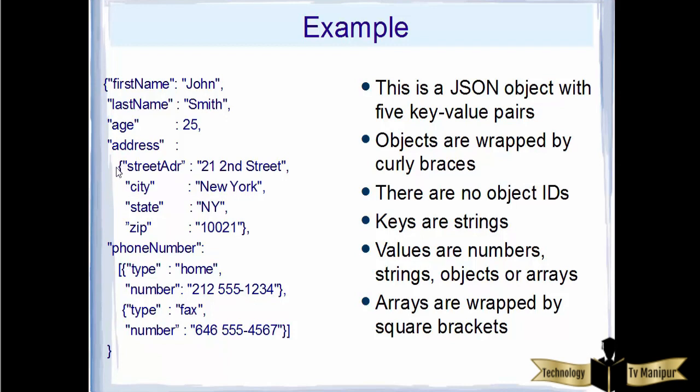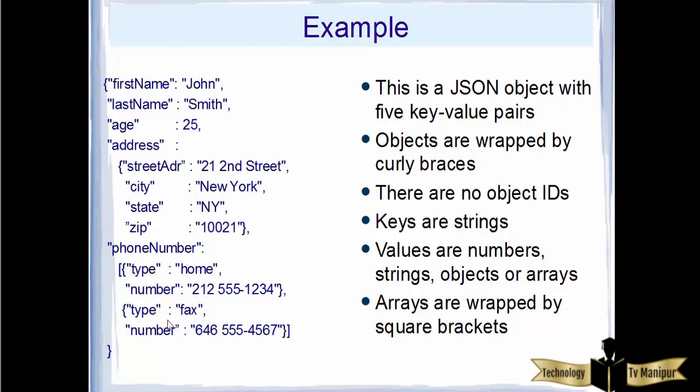Now let's come to the phone numbers, right? A person can have multiple phone numbers, and you can define these phone numbers in the form of an array. You can see a square bracket here, and inside the square bracket you have defined two objects. The first object has type home and a number, whatever number it is. The second object has type fax and a number. So you are defining multiple objects for the phone numbers using this kind of array. So you are essentially creating an array of objects in this case.